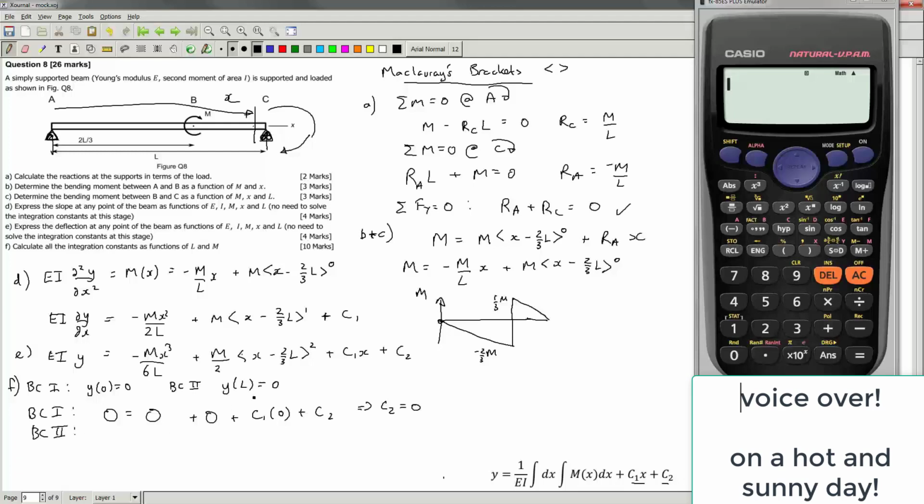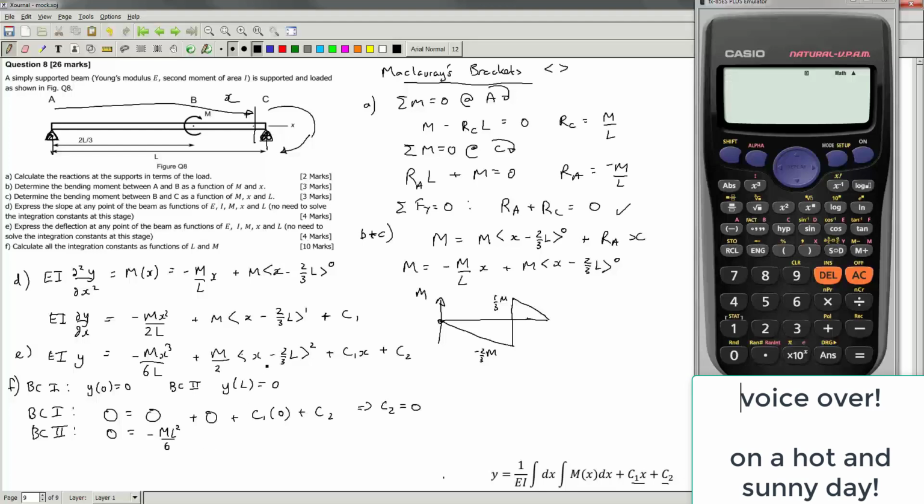This one's a bit more tricky, and in this case we're going to be applying the fact that y equals 0 when x equals L. So we've got 0 on the left hand side, x equals L on the right hand side, so we've got x to the power 3 divided by L, so that becomes x squared. So overall I'm going to get minus m divided by 6 L squared.